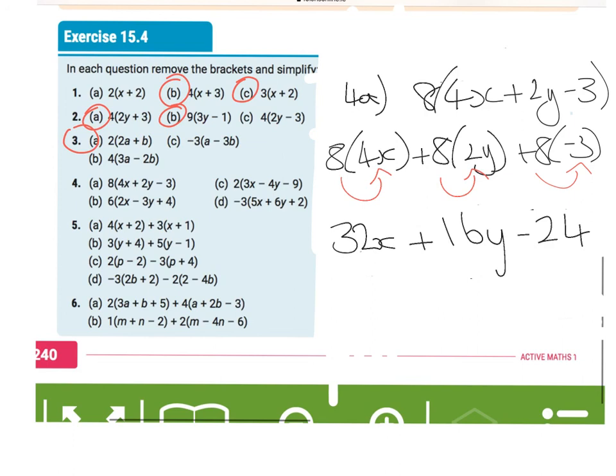So I've done 4a for you as well. And I'm going to circle B, C and D for you to try for Friday.